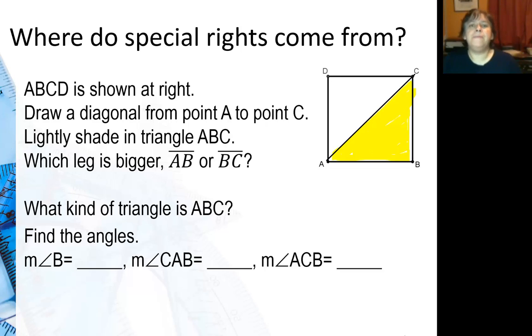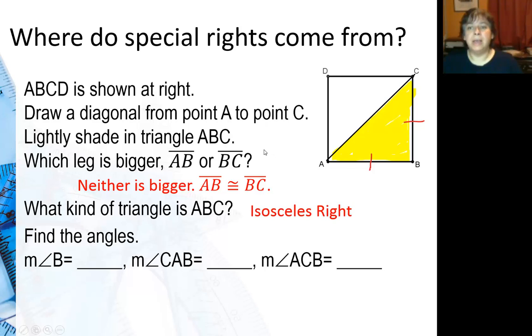The question I have for you is, which leg is bigger, AB or BC? Well, this is supposed to be a square, which it does say in your notes. It doesn't say it right here. This is a square. If it's a square, then those sides better be congruent. And which leg would be bigger? Well, neither one. They're both congruent. So if I just look at the yellow triangle here, what kind of triangle is it? Well, there are two things.